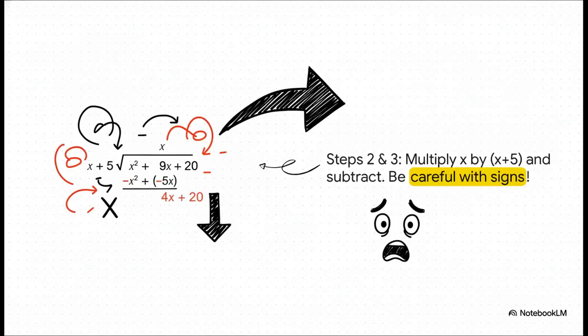Okay, on to steps 2 and 3. Multiply and subtract. We take that x we just found and multiply it by the whole divisor, x plus 5. That gives us x squared plus 5x.